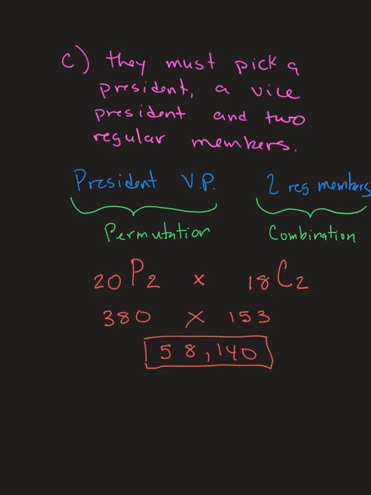Right. Just check my work real quick because I like to do that. So I'm going to just double check real quick. I hope you guys were following along in the calculator because it's important to make sure you know how to use the calculator. So I got 380, 18C2, I got 153, and then I multiply those together. 58,140. Love it.